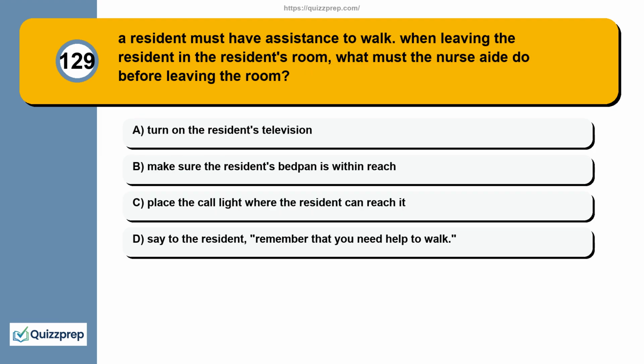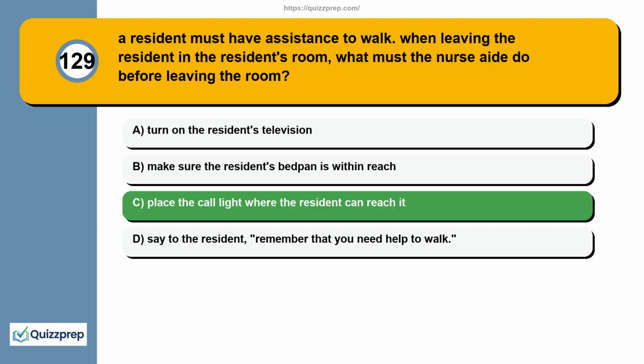Question 129. A resident must have assistance to walk. When leaving the resident in the resident's room, what must the nurse aide do before leaving the room? Option A, turn on the resident's television. Option B, make sure the resident's bedpan is within reach. Option C, place the call light where the resident can reach it. Option D, say to the resident, remember that you need help to walk. The correct answer is option C, place the call light where the resident can reach it.